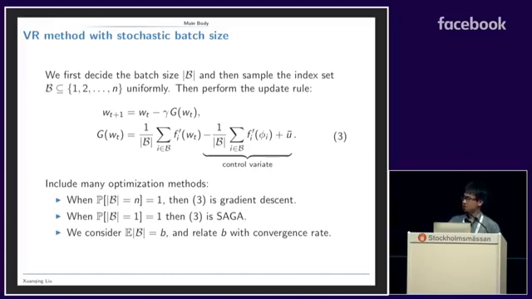Our strategy is that we are not using a fixed B. Instead, we are using sampling to choose a B. If we set the probability of B equal to n as 1, we are always setting the batch size to n, which is gradient descent. And if we set B equal to 1, then it is basically SAGA. But now our setting is that we take the expectation over B, so we can get a convergence rate related to the B we are choosing in expectation.